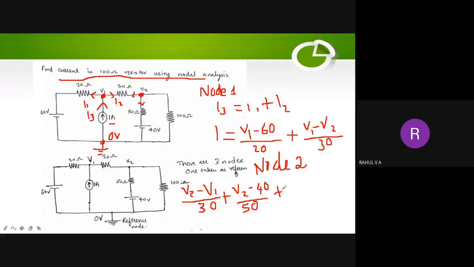plus V2 minus 0 divided by 100. That is equal to 0. So this is the second equation. Then we have to simplify this equation. You will be getting two equations. This is equation 1 and this is the equation 2. Type in calculator, you will be getting value of V1 and V2.